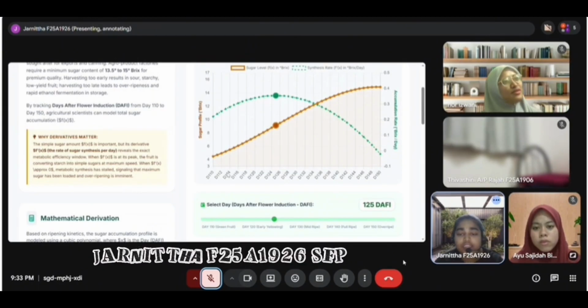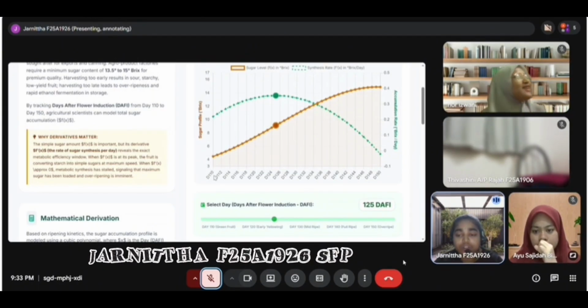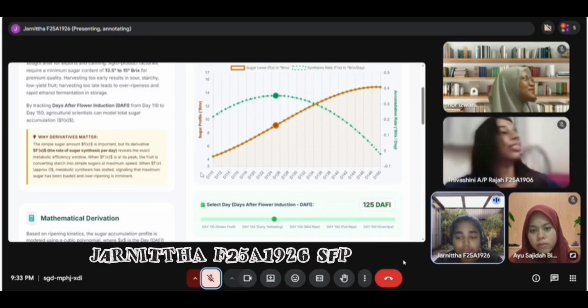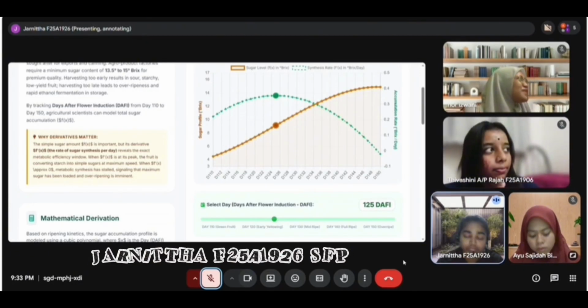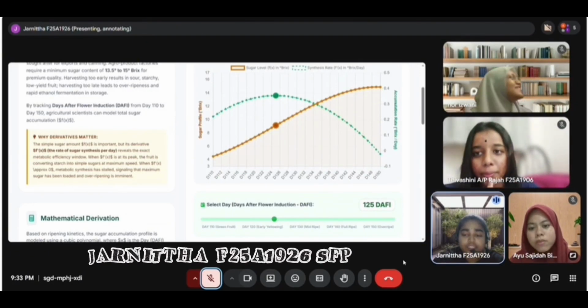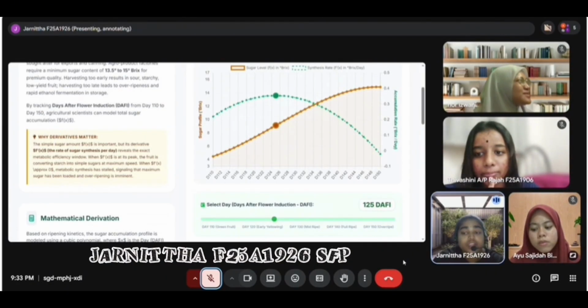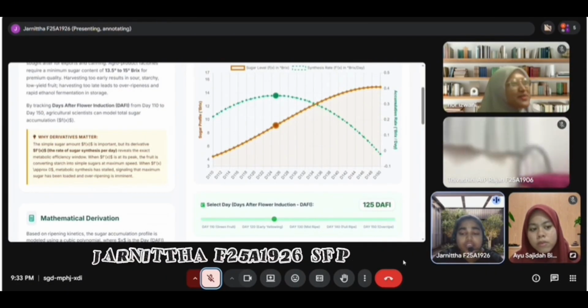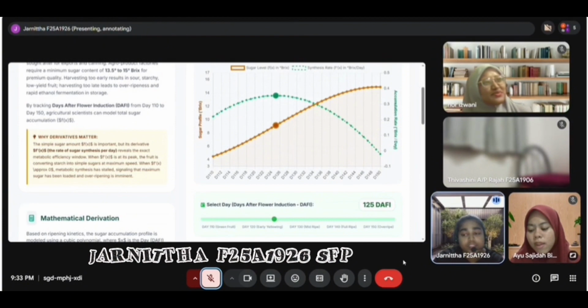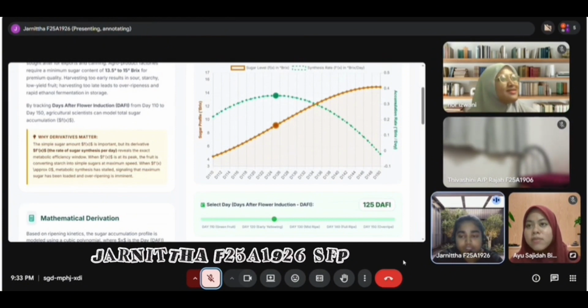At day 110, the sugar level is still low, and the fruit is still immature and green. As the days increase, the sugar level gradually increases, showing that the pineapple becomes sweeter during the ripening process.